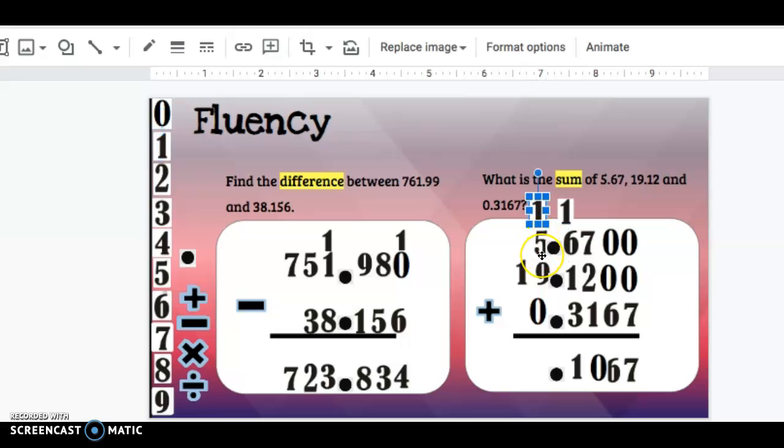5 plus 1 is 6. 6 plus 9 is 15. So 5. Bring up the 1. 1 plus 1 is 2.